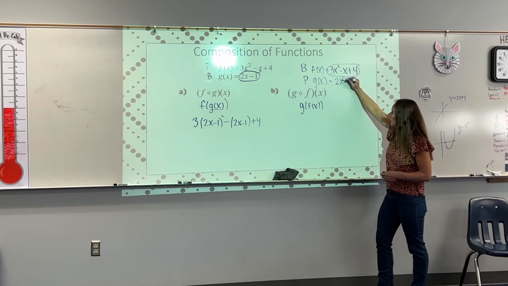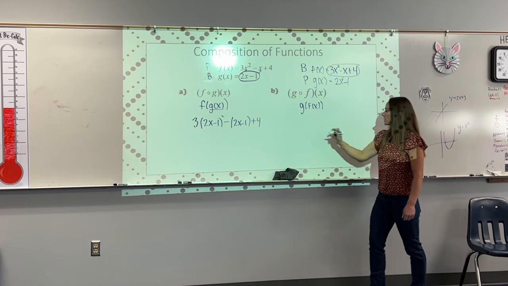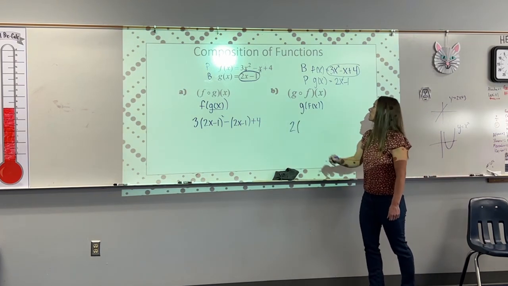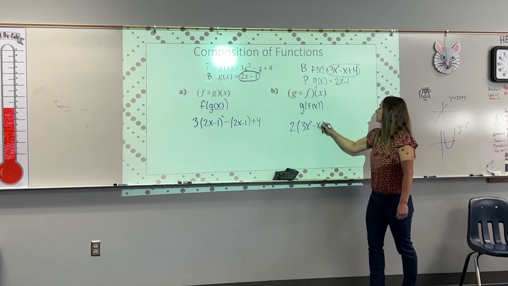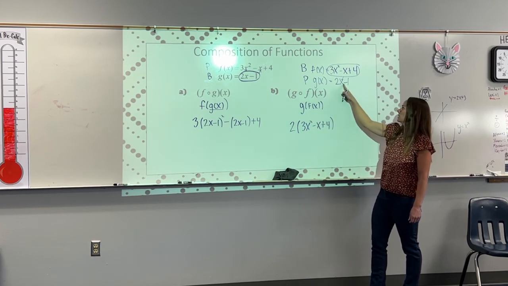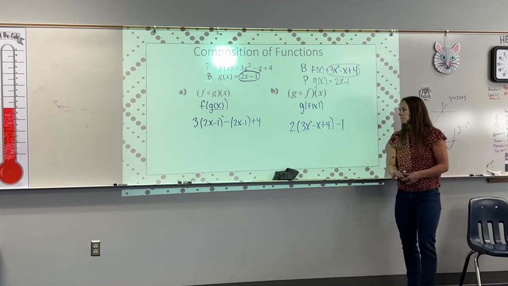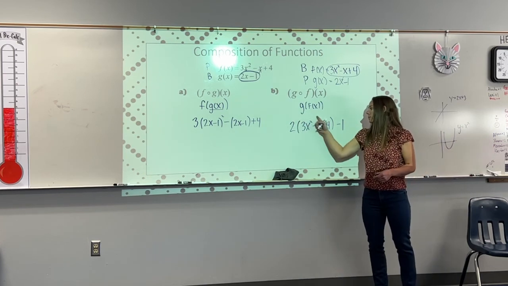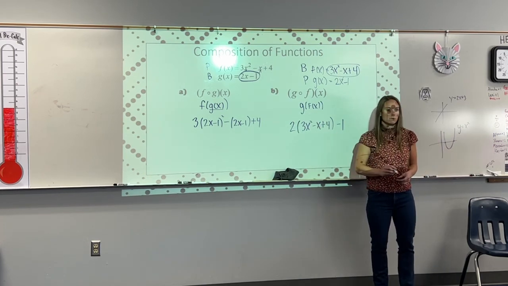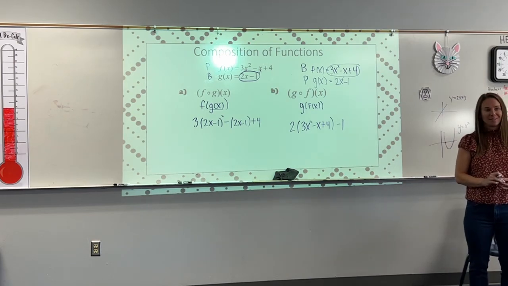We're going to put it inside of our pregnant function wherever we see an x. So this is going to be 2 times parentheses 3x squared minus x plus 4, and then close my parentheses and continue with my function of minus 1. If you want to simplify, you go for it. To simplify, you would just do distributive property and then combine. Do we get extra credit if we do that? Sure.